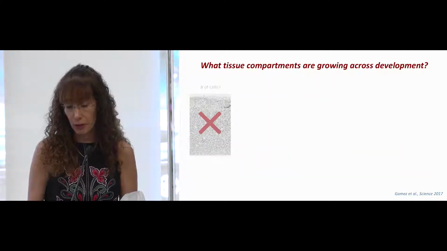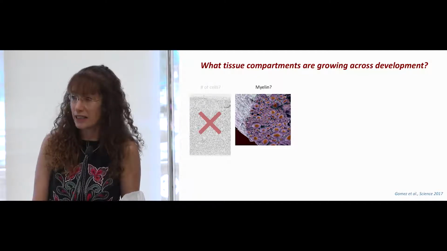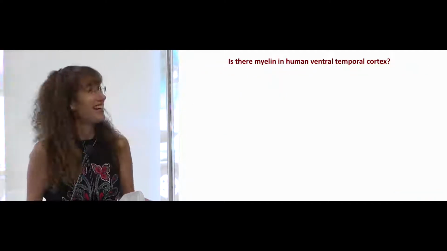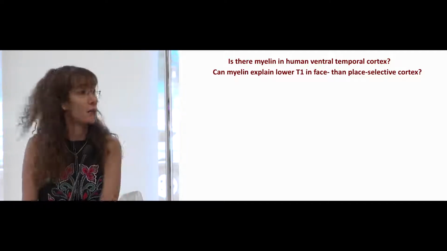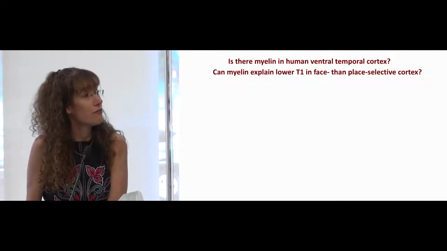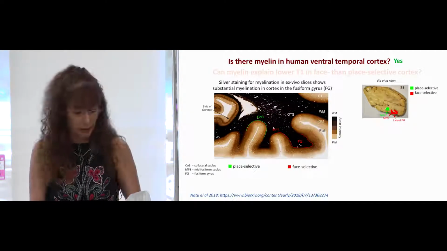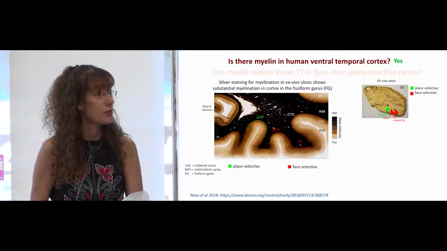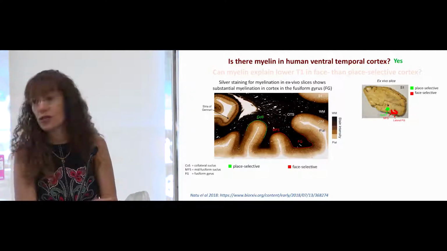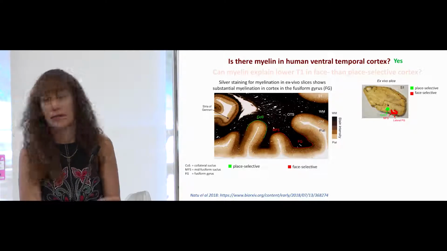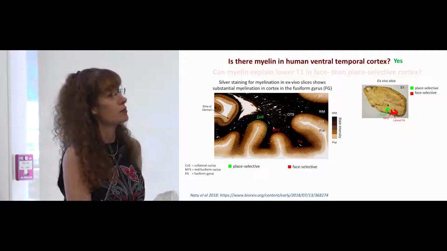What about another tissue compartment, for example, myelin? You might ask yourself, is there myelin in human ventral temporal cortex? What do we know about it? And can myelin really explain these T1 developments that we saw? So we forged another collaboration with researchers at the Max Planck Institute in Leipzig, with Evgeniya Kirilina and Nikolaus Weiskopf. In these preparations, what we've taken is postmortem tissue. We have 5 brains, and we stained them for myelin. This shows an example histological section from a postmortem brain.